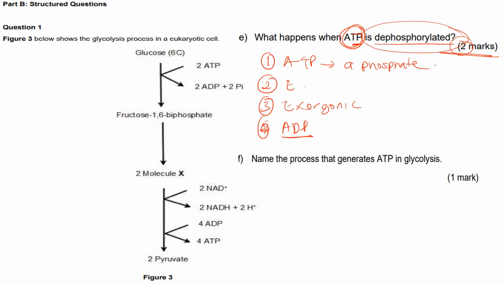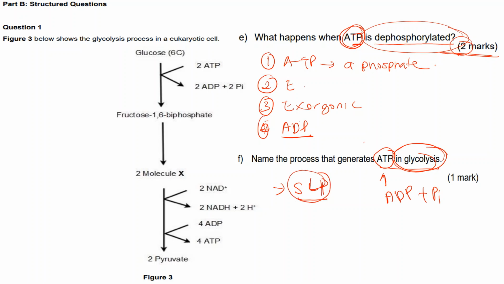ADP is produced. Question F. Name the process that generates ATP in glycolysis. So the production of ATP during glycolysis is through substrate level phosphorylation. It means that to produce ATP molecule, originally it is from the molecule ADP. To become ATP, it receives a phosphate group from a substrate. So that's why it is called substrate level phosphorylation.